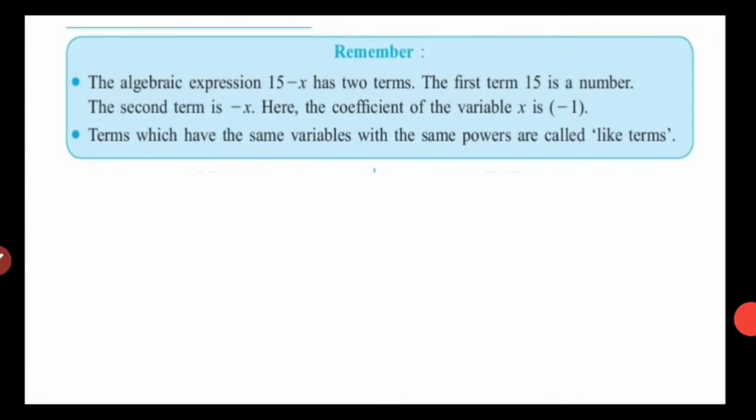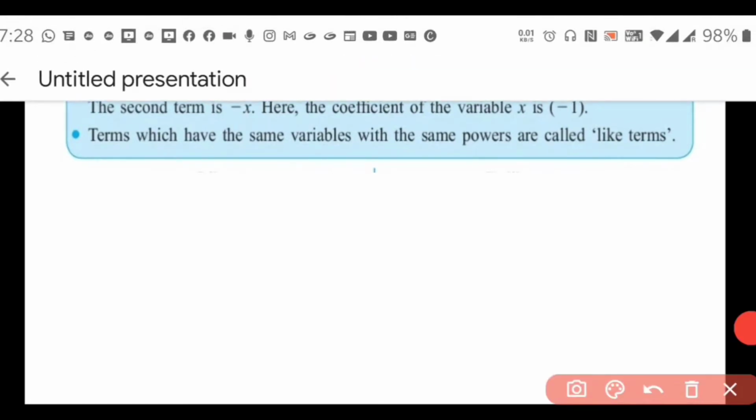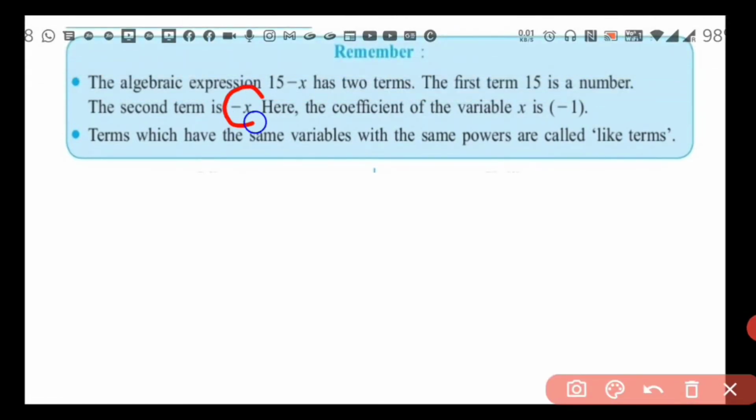So the algebraic expression 15 minus x has 2 terms because the minus sign is there. So the first term is 15, which is a number, and the second term is minus x. So here the coefficient of variable x is minus 1, because the second term is minus x, and that's why its coefficient is minus 1. So always remember that 2 terms are separated by a minus or plus sign.